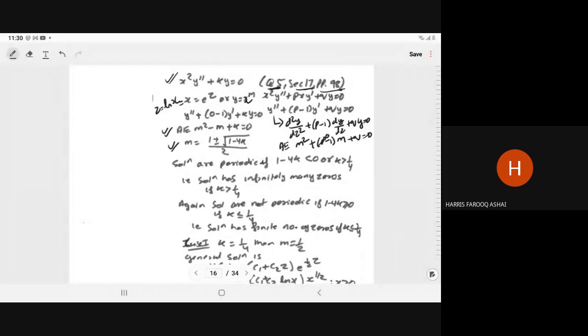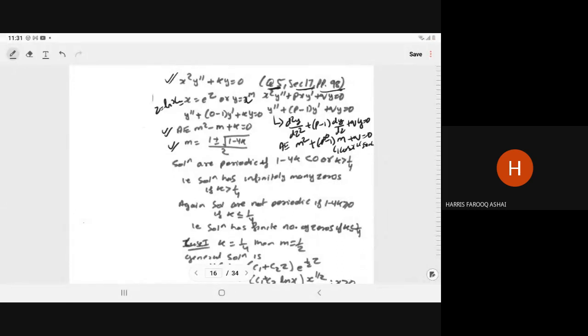Now, what is the nature of m? The nature of m depends on the value of 1 minus 4k. If the value of 1 minus 4k is negative, at that time the general solution will be c1 cos x plus c2 sin x. According to the root we write the solution, but here we have the involvement of the terms cos x and sin x.